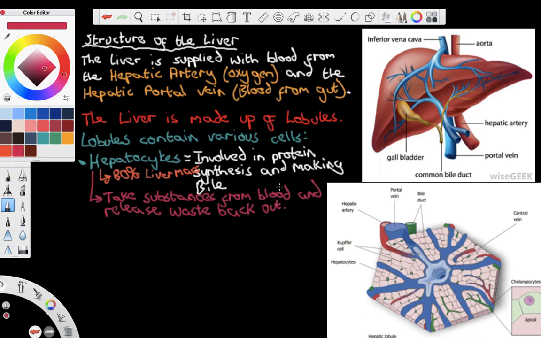Other ones include Kupffer cells, which are found here above the hepatocytes. So we've got Kupffer cells. Is it that colour? It is.